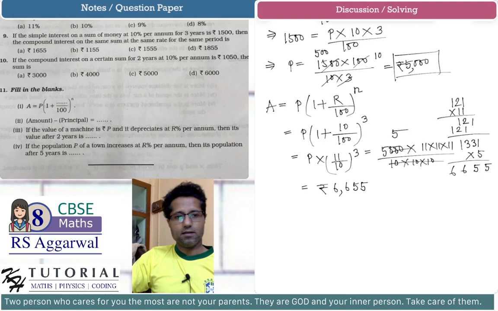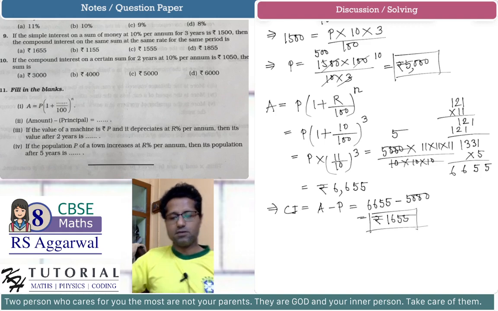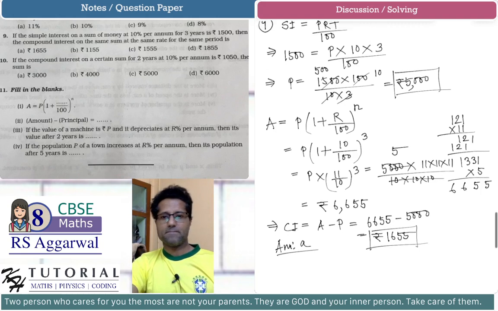We have to find the compound interest. So this implies compound interest is amount minus P, which is equal to 6655 minus 5000. This is equal to rupees 1655. So rupees 1655 is the compound interest. So the choice is A. A is the correct choice.